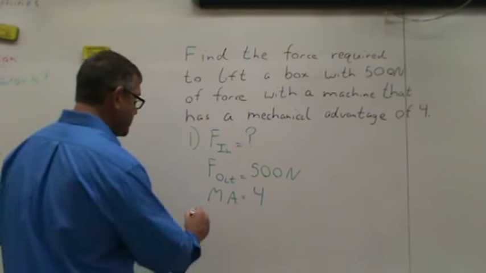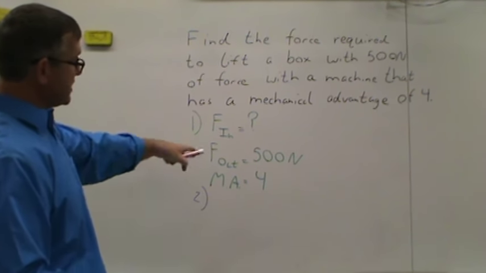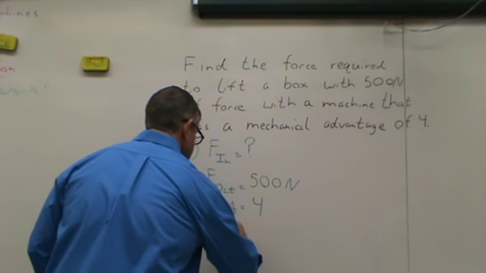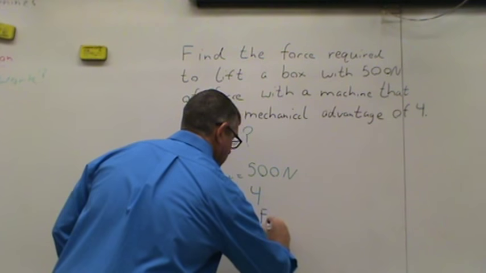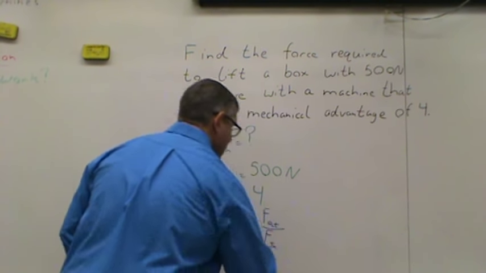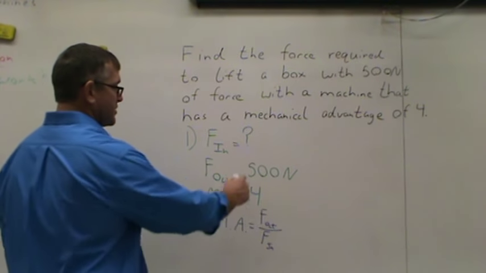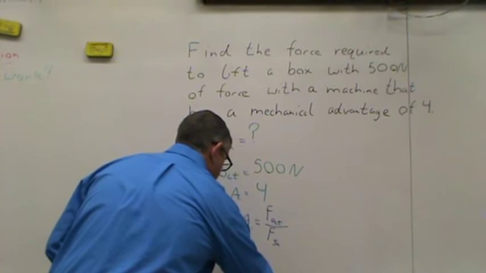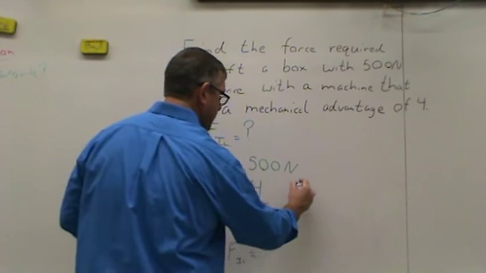Step 2, our equation. The equation that relates mechanical advantage, force in and force out is: mechanical advantage equals force out divided by our force in. Our output force and our input force. Because we need force in, we need to do the triangle trick.